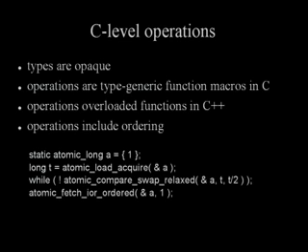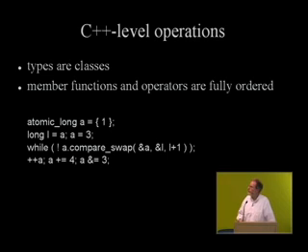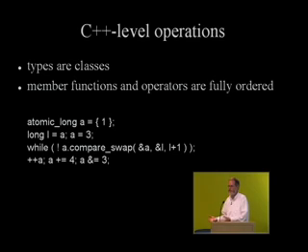And those operations include the ordering constraints that we talked about earlier. But we also have a C++ level to the operations. And here, those atomic types look like classes. And we have a small number of member functions and a small number of operators. And those are the fully ordered operations we talked about earlier.